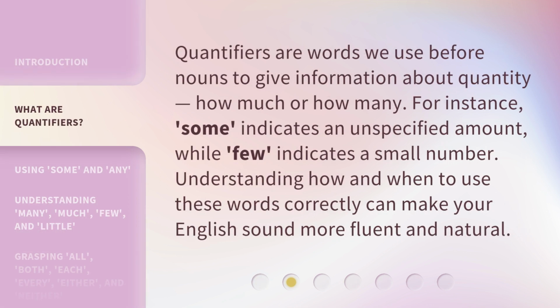Quantifiers are words we use before nouns to give information about quantity. How much or how many. For instance, some indicates an unspecified amount, while few indicates a small number. Understanding how and when to use these words correctly can make your English sound more fluent and natural.